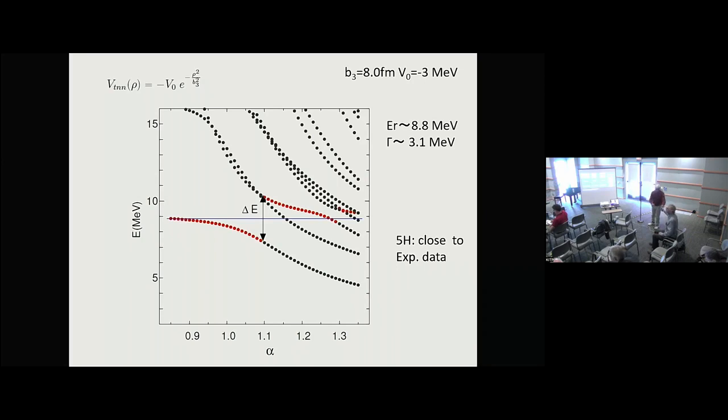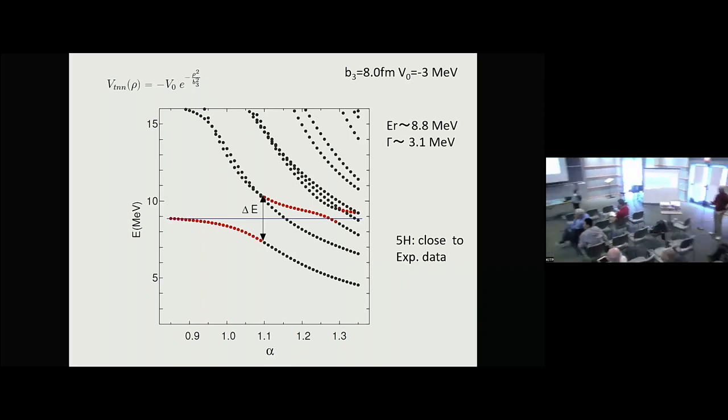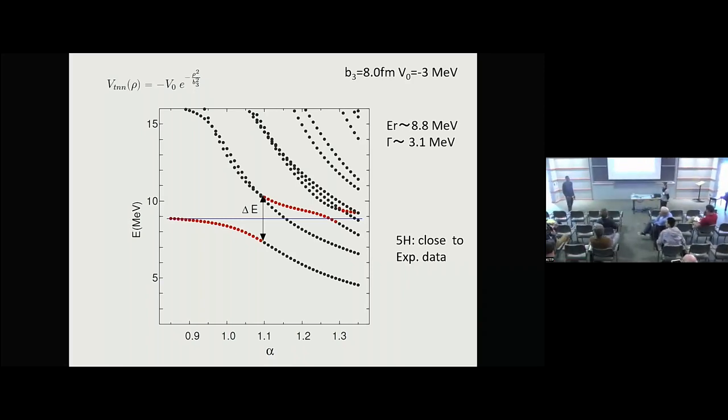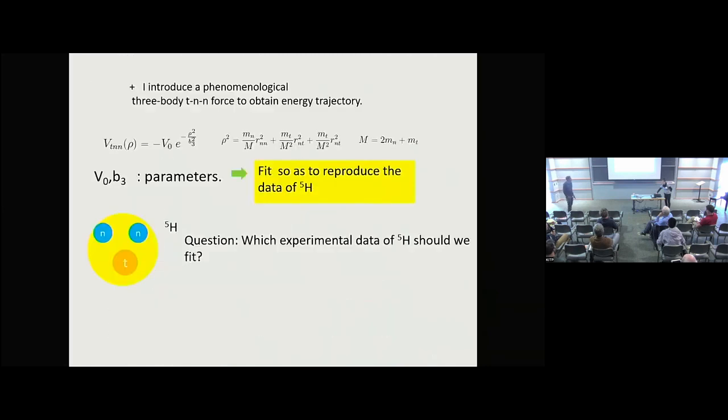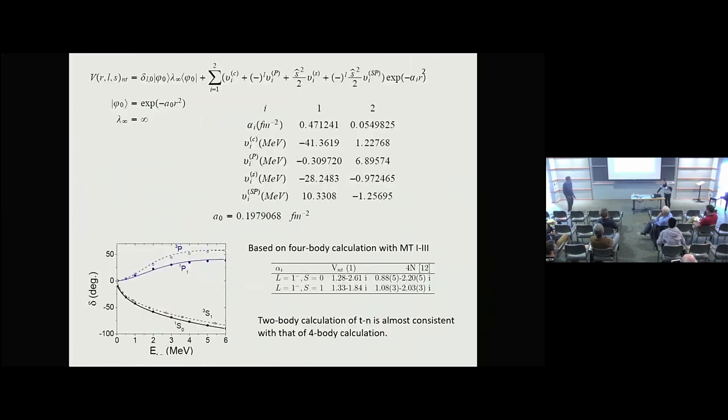Does your NN interaction reproduce the P-wave phase shift? You mean the triton-neutron? Yes, you take it from Malfliet-Tjon. Does it reproduce the P-wave phase shift? Yes, this is also a calculation for the P wave. The problem is that you have the splitting of the P-wave when you have a tensor force.